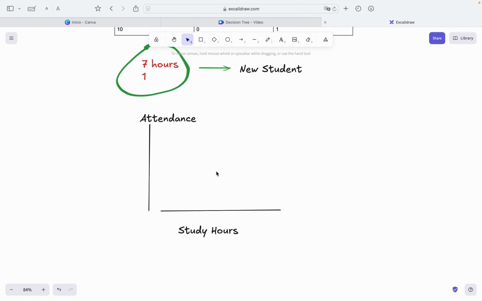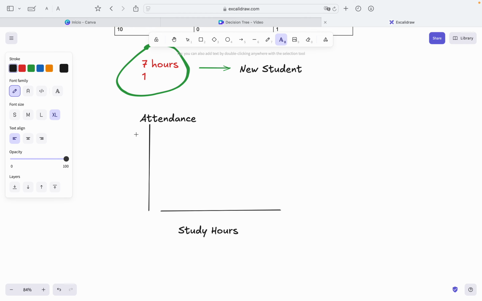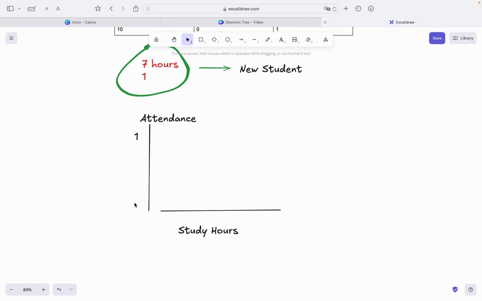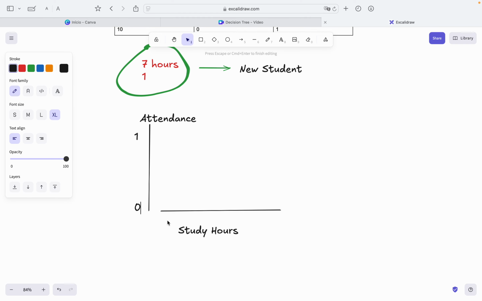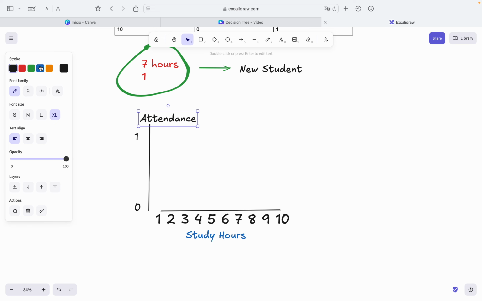So the attendance is either 1 or 0, and for the study hours, let's put 1, 2, 3, 4, 5, 6, 7, 8, 9, 10. Let's try to make it a little bigger here. Okay, looking good. Let's change the color here.